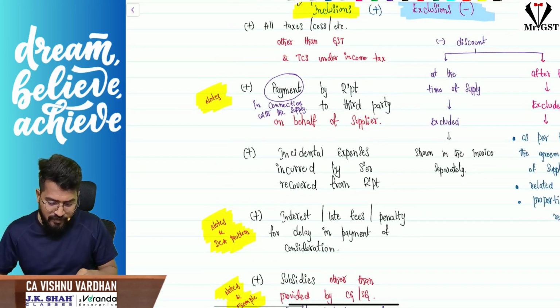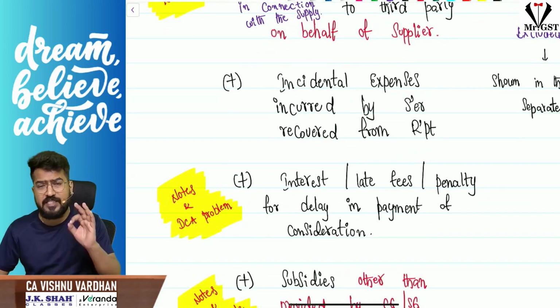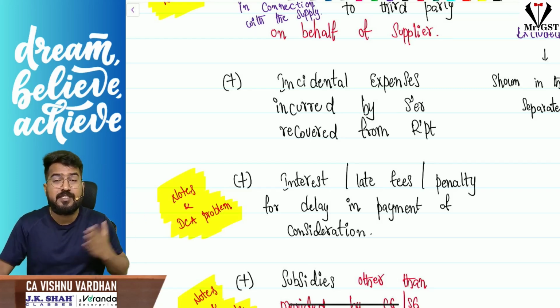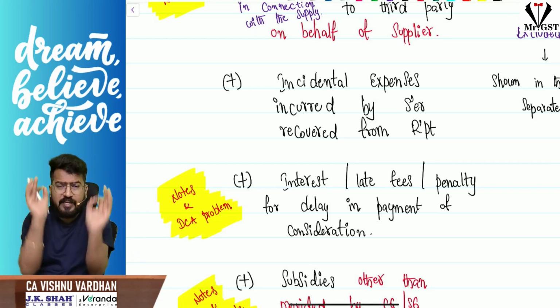What is the next one? The third inclusion is incidental expenses: whatever incidental expenses the supplier is incurring and recovering from the recipient.